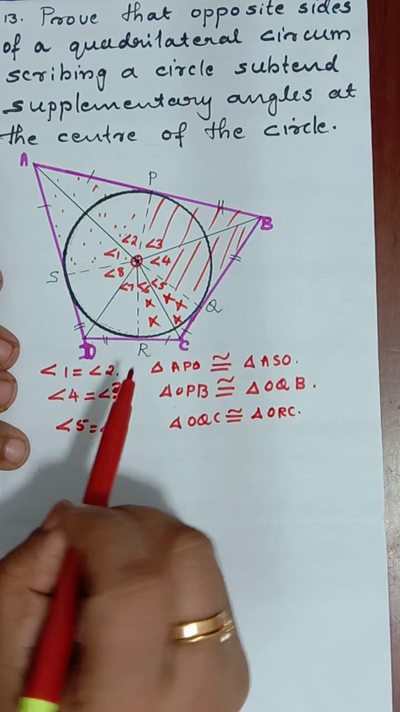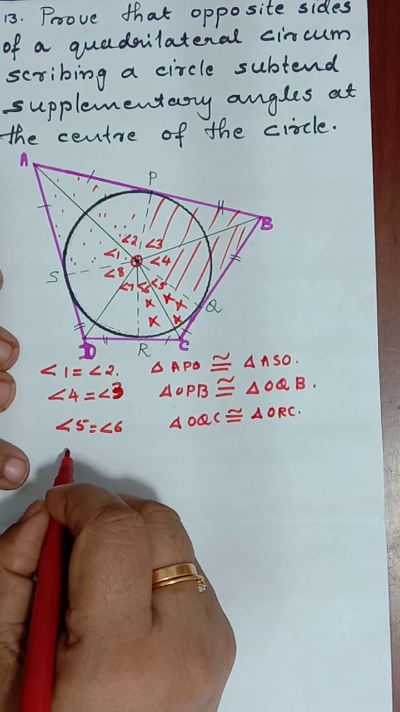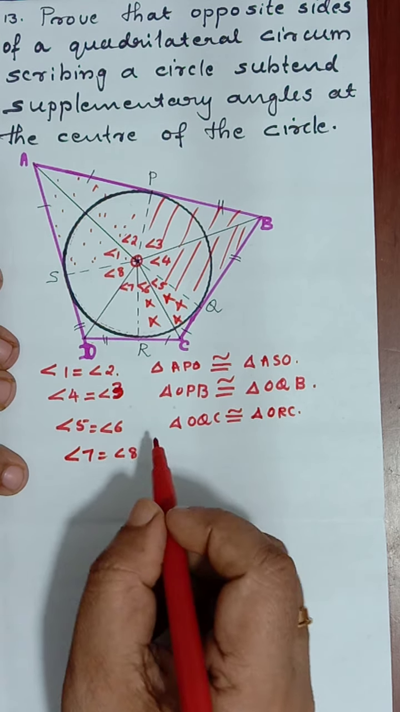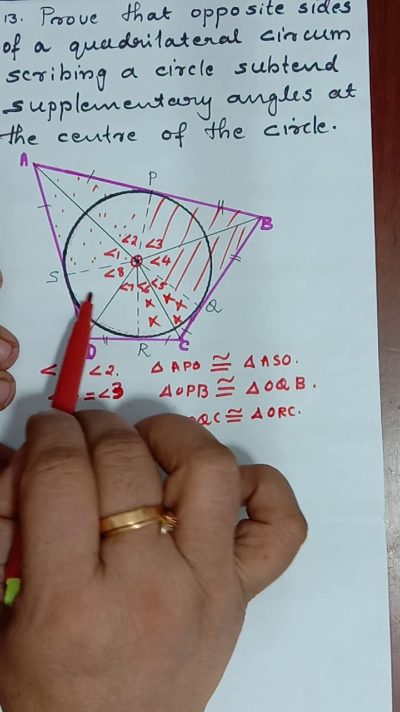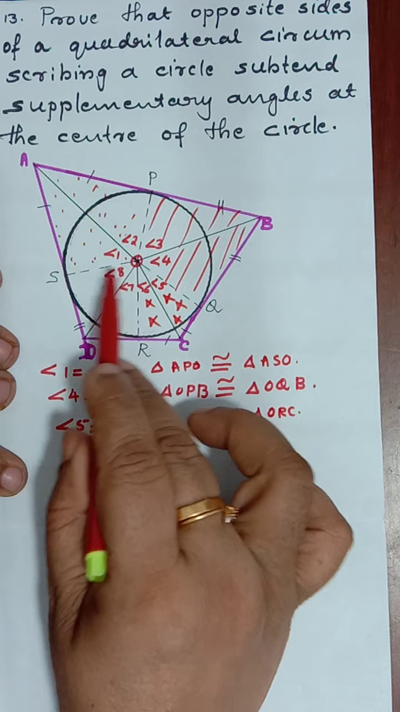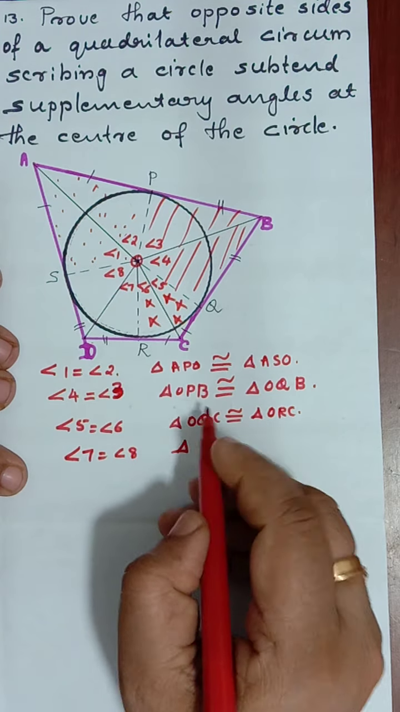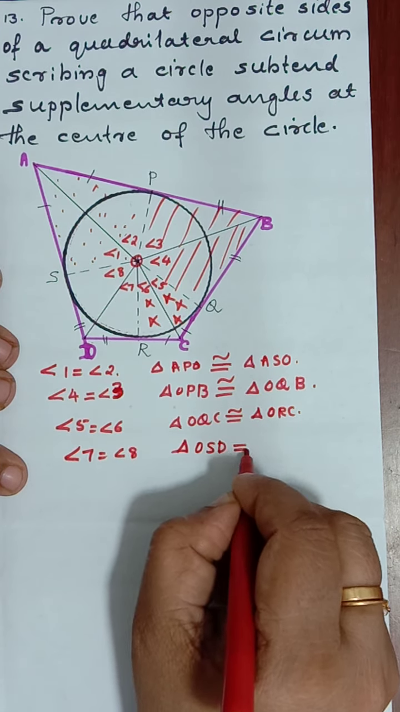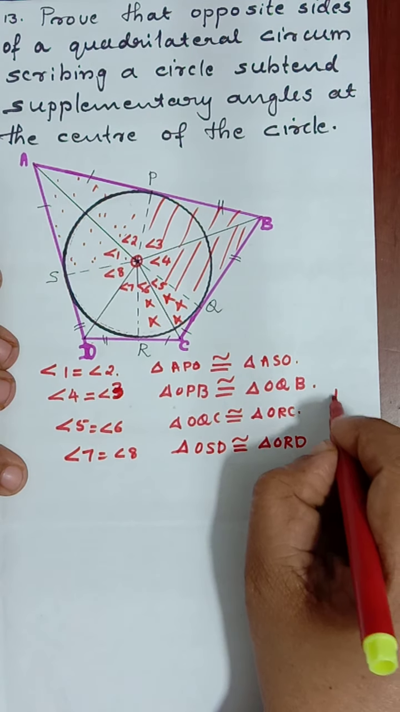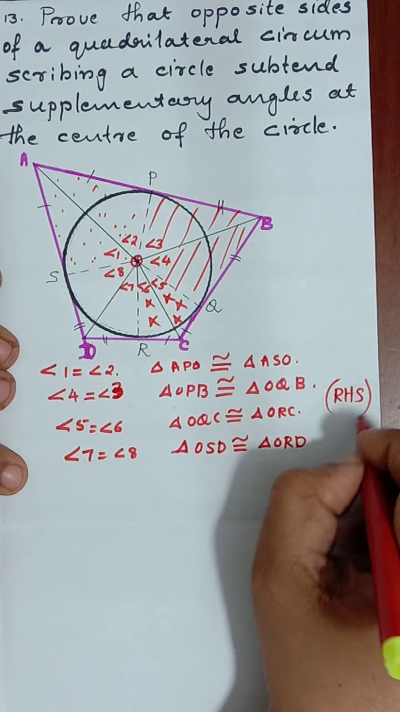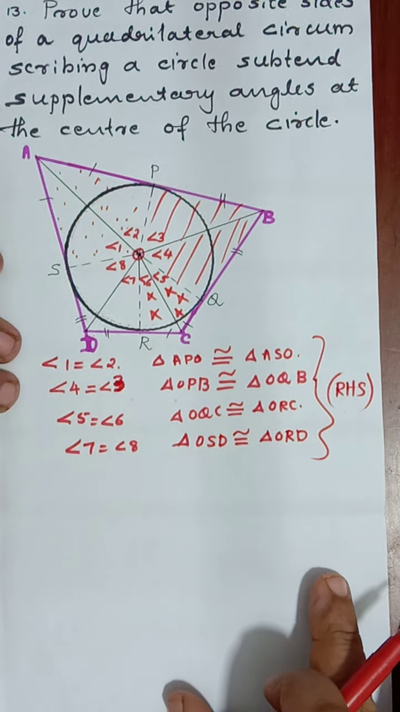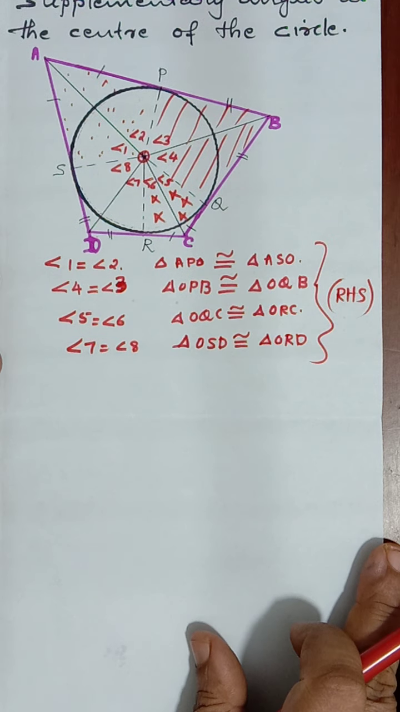Now comes the last: 7 is equal to 8. Angle 7 is equal to angle 8. This is our triangle, 7 and 8 unshaded. They are triangles OSD and ORD. Triangle OSD is congruent to triangle ORD. All this by the RHS congruence rule for everything. The common reason here we have to write as the RHS congruence rule.